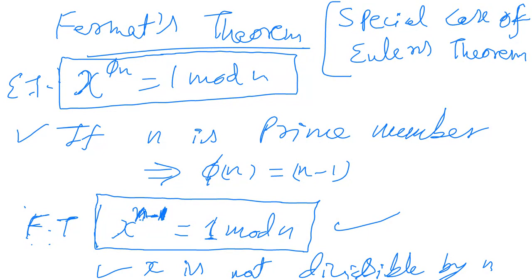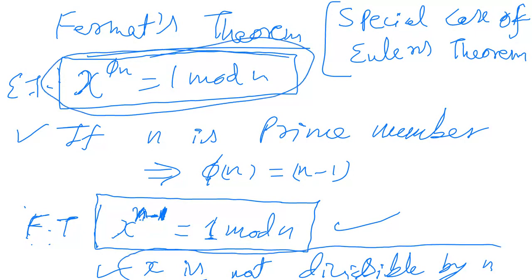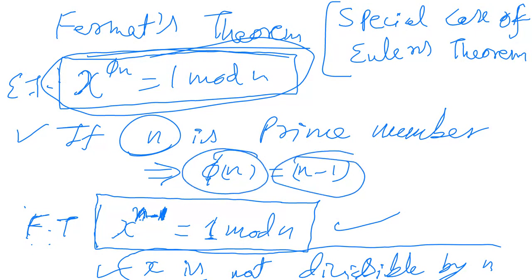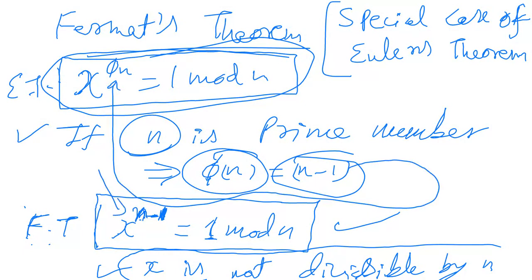So let's take an example for Fermat's theorem also. As I told you, it is a special case of Euler's theorem. In Euler's theorem, x is not divisible by n, so this condition remains as it is. The statement of Euler's theorem remains as it is. The only thing is that n is a prime number, and when n is a prime number, we have already seen in Euler's totient function that phi n becomes n minus 1. So we have inserted this value here, and it becomes x to the power n minus 1 is 1 mod n.